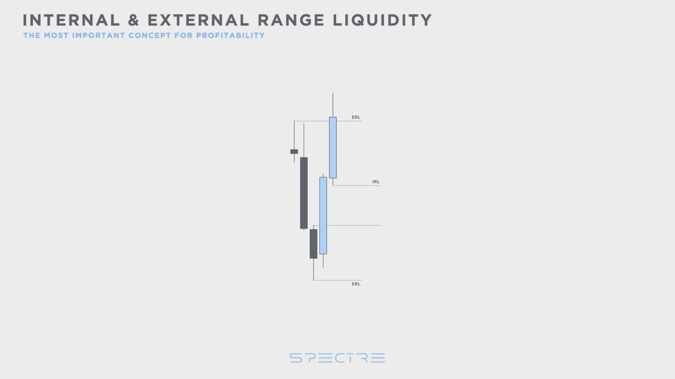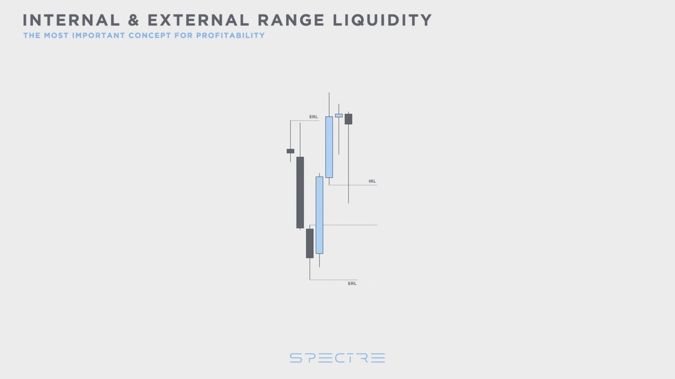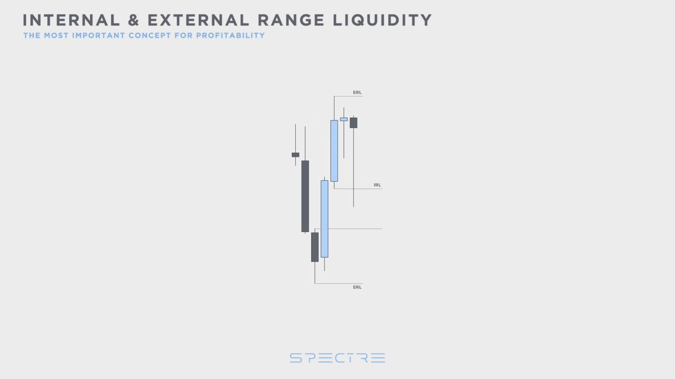Now, what can we expect price to do next after taking out external range liquidity? Seek internal range liquidity, right? And that is what we had here. After it rebalances internal range liquidity, a new external high gets created. The highest swing point of the newly created range now becomes your external range liquidity.